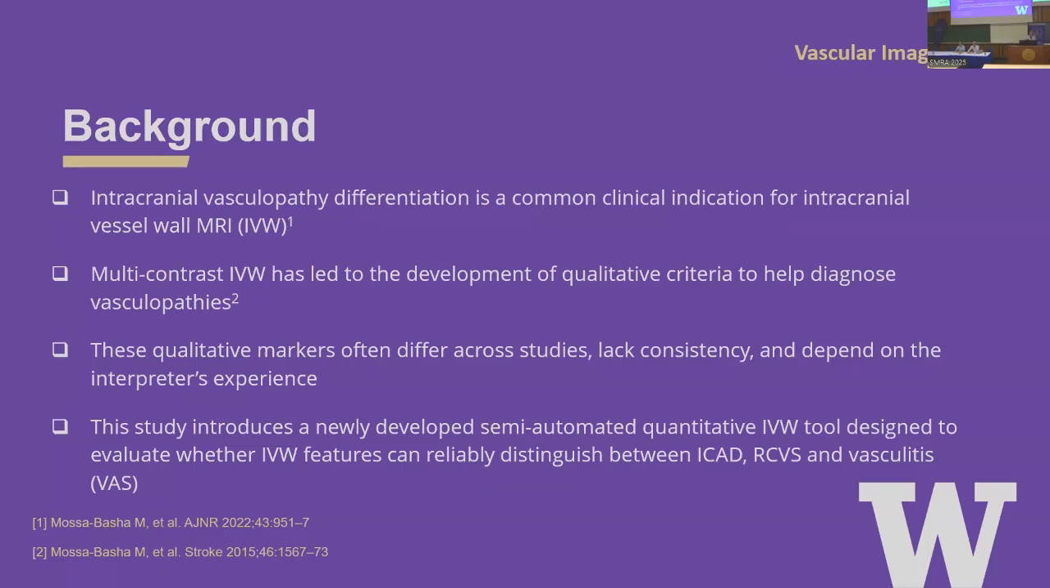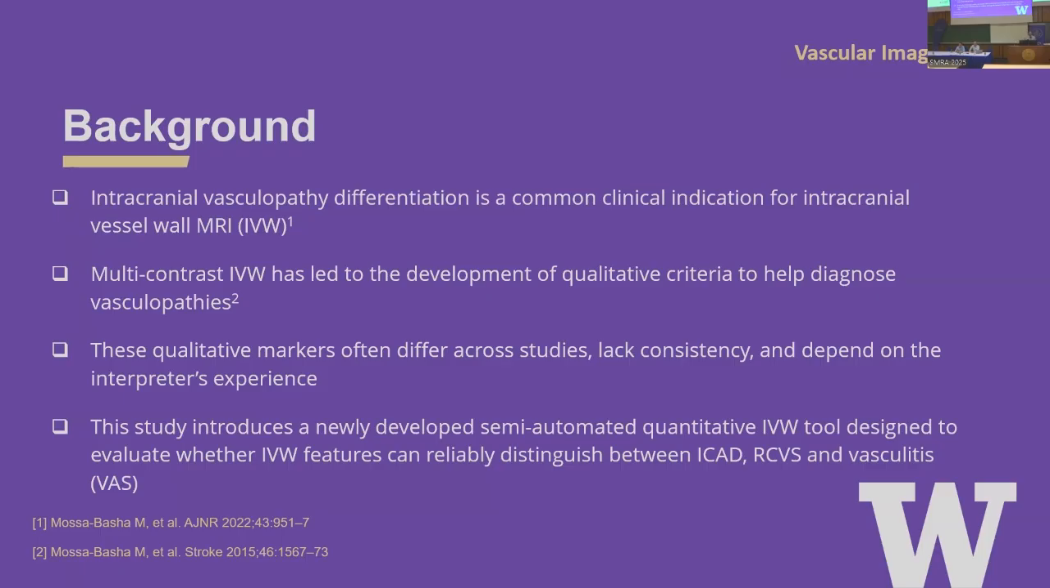Based on the survey paper that I mentioned a little earlier, we found that intracranial vasculopathy differentiation is the most common application for intracranial vessel wall MR clinically. The survey indicated that 95% of groups perform it for this purpose. We've published a number of papers looking at qualitative features and criteria that can differentiate intracranial vasculopathies, as have other groups. The challenge is that these qualitative criteria carry different definitions based on different groups, and there really is a lack of consistency in terms of interpretation and approach to the imaging.